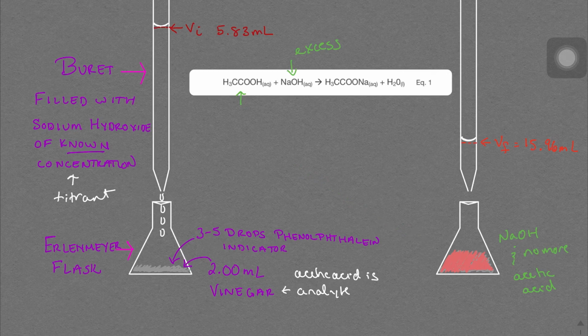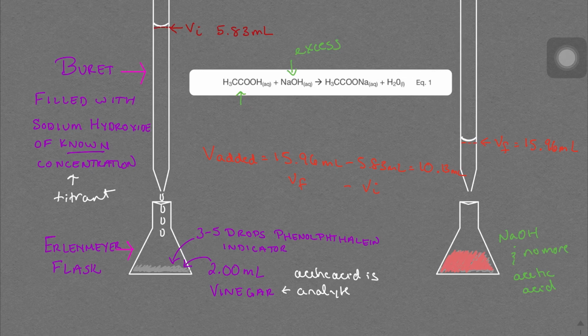So if we want to know how much we added, well, our change in volume, or we can say volume added, is equal to our final volume minus our initial volume, and that would be equal to 10.13 milliliters. And so this is final volume minus initial volume.